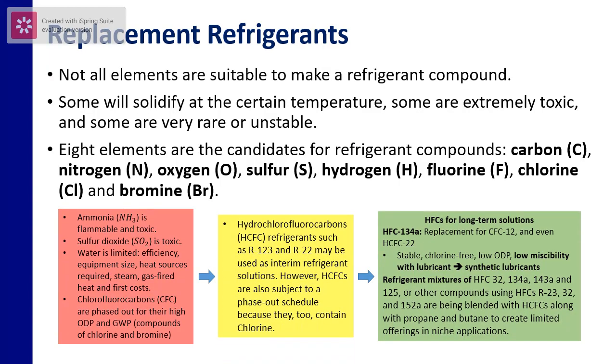Not all elements are suitable to make a refrigerant compound due to various reasons such as solidification at certain temperatures, high toxicity, or rarity. Some replacement refrigerants that are suitable include carbon, C, nitrogen, N, oxygen, O, sulfur, S, hydrogen, H, fluorine, F, chlorine, Cl, and bromine, Br. However, some replacements, such as ammonia, NH3, are flammable and toxic, while sulfur dioxide, SO2, is toxic.